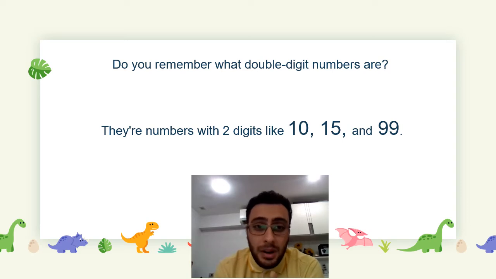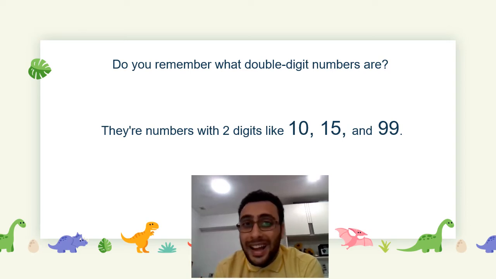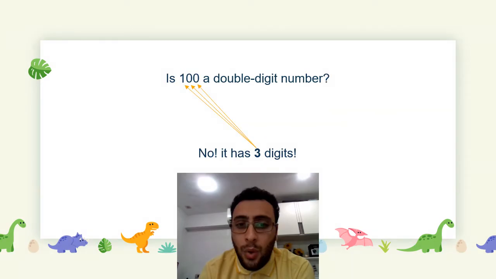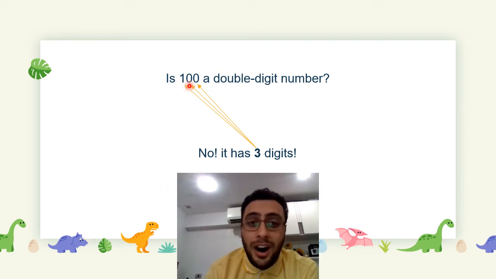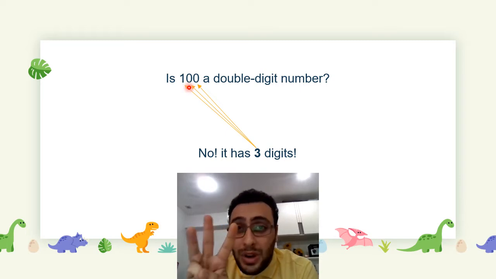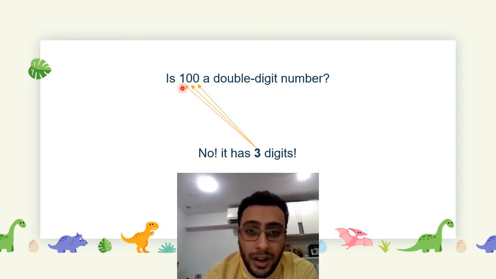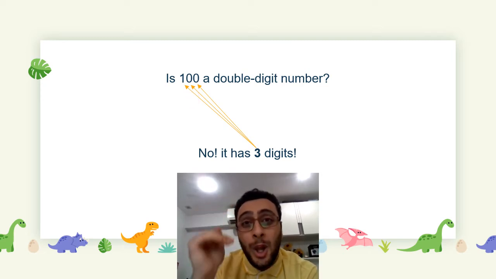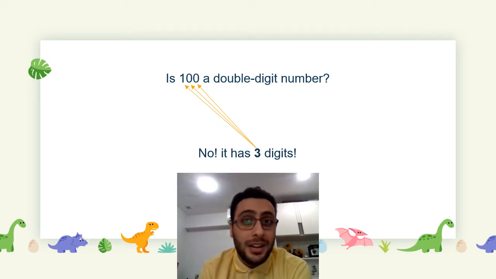So, as you remember, two-digit numbers are numbers like 10, 15, 99. These are all two-digit numbers. Now, what will happen if we add two-digit plus two-digit? Remember, 100 is not a two-digit number. It's made of 3 digits. See? It has 1 hundred, 0 tens, and 0 ones. So it's not a two-digit number, okay? We're talking about numbers below 100 and above 9.